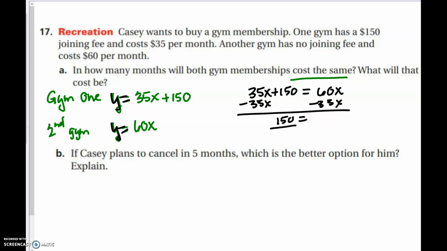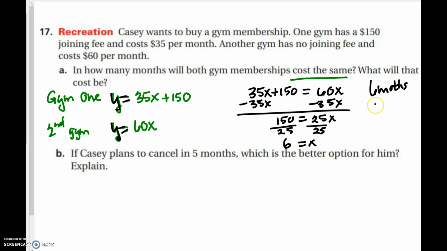So back up a step here. 60 minus 35 is 25. And now we're going to divide both sides by 25. And x is 6. So when will they cost the same? At 6 months.